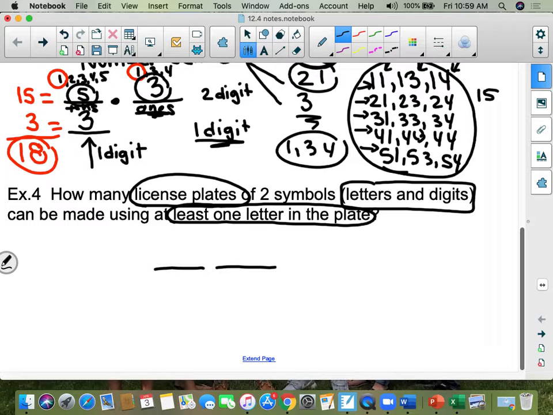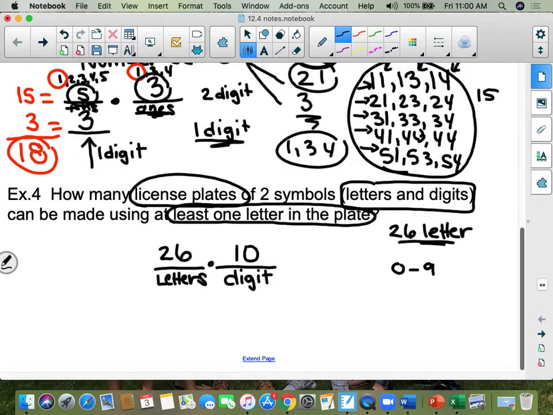Well, you need to know that there are 26 letters in the alphabet. These spaces stand for how many letters could go in that spot. Couldn't there be 26 letters that can go in that spot? But couldn't you have a digit over in this spot? How many digits are there? I'm hoping you know that there's only 10 digits. What are the 10 digits? 0 through 9 can go in there.